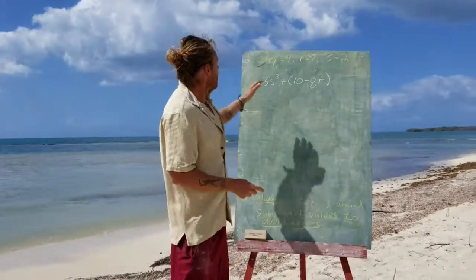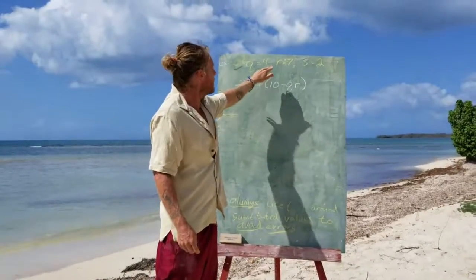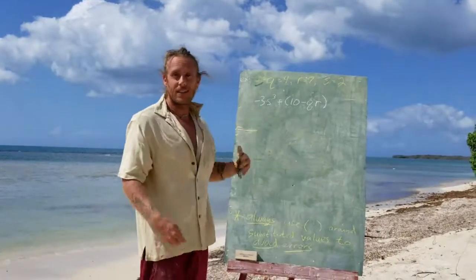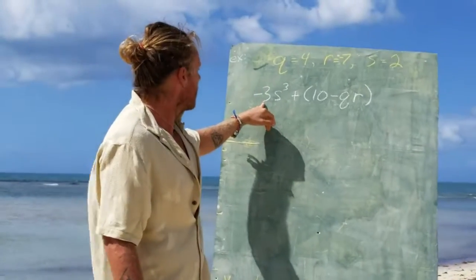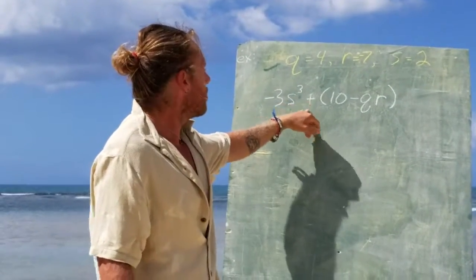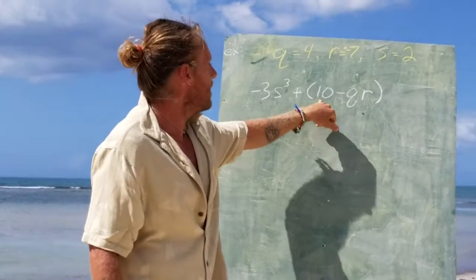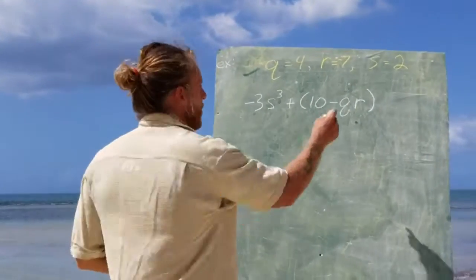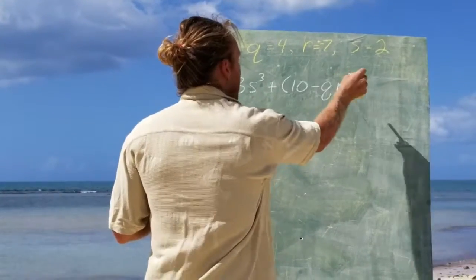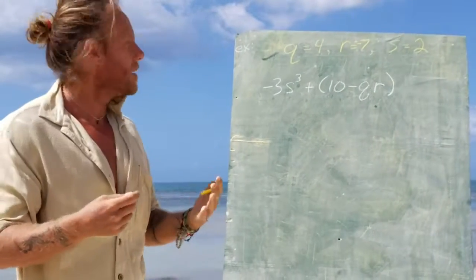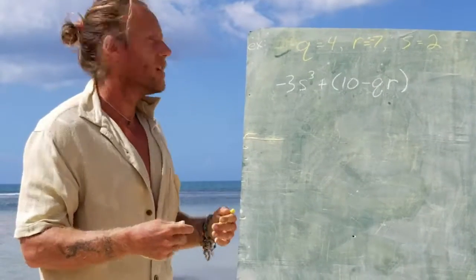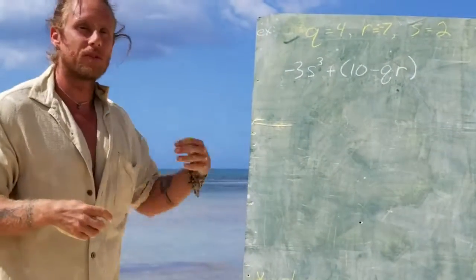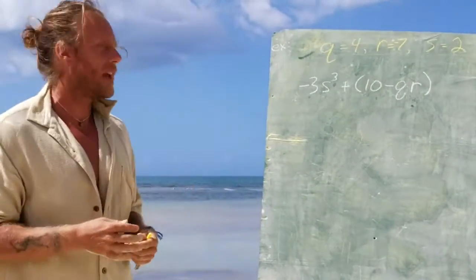For this example, we're going to let Q equal 4, R equal negative 7, and S equal 2. Here's our expression. Let's evaluate. Negative 3 times S to the third plus the quantity 10 minus Q times R. Now when you're dealing with variables, when there's 2 variables or 3 variables or however many next to each other without any other operative symbols, there's again an implicit multiplication. We could just as easily put an X, a dot, or parentheses. When you see variables strung together like that, it's multiplication.